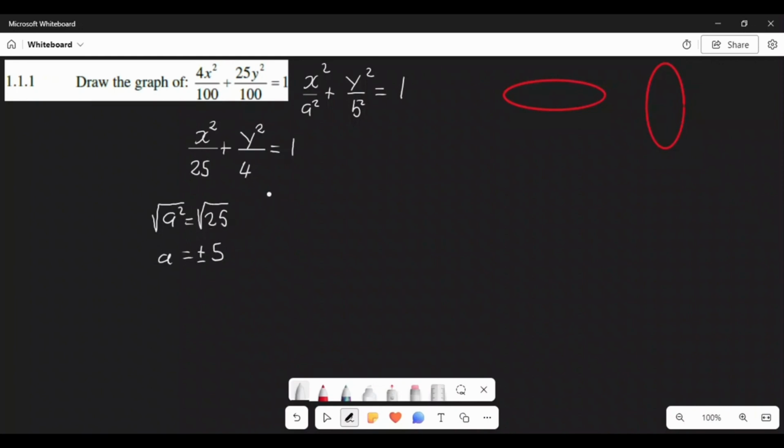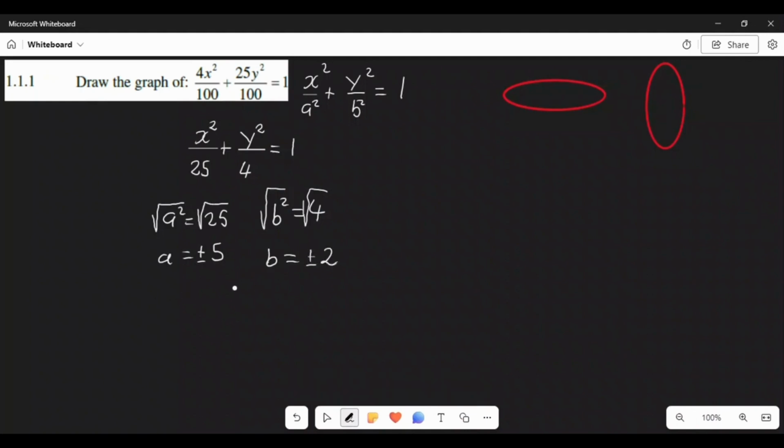What about b? Now we are looking for this b. So we know that b squared, which is dividing y squared, is 4. So in order for us to get the actual b, we must square root this, right? So when you square root b here, it's going to be plus or minus the square root of 4, which is going to be 2, right? So basically this is our intercept.